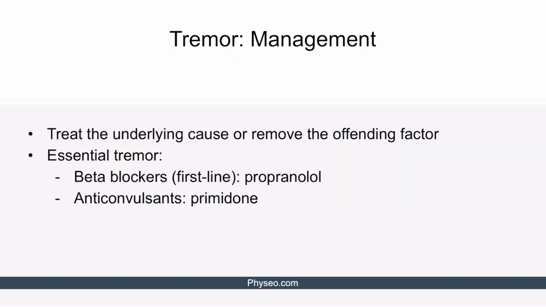The main step in the management of tremors is treating the underlying cause and removing the offending factor. However, for the essential tremor, medical therapy should be administered. Beta blockers such as propranolol are the first line. Anticonvulsants such as primidone can also be used.